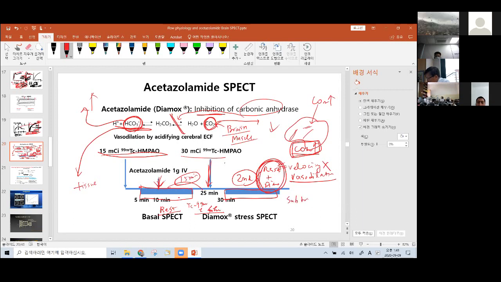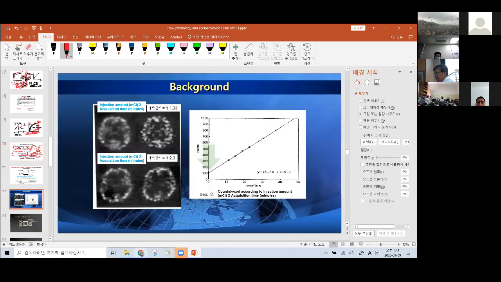That subtraction mattered. In previous days, 20 years ago, we were interested in how to make our subtracted image quality the same as the basal one. Simply speaking, acquire the second image longer or inject a larger amount. The larger amount or the longer acquisition was contemplated and investigated by one of the medical physicists in Korea 20 years ago.